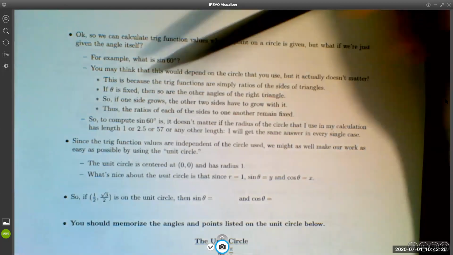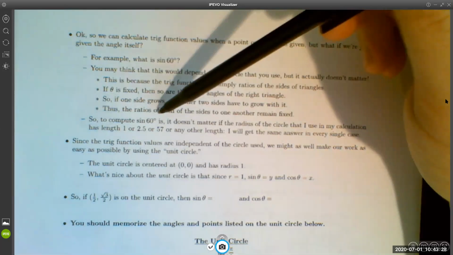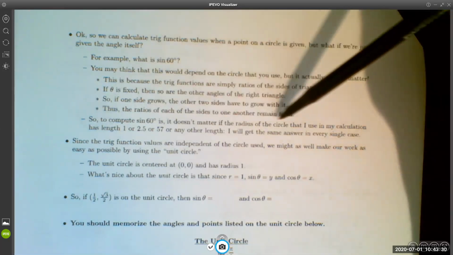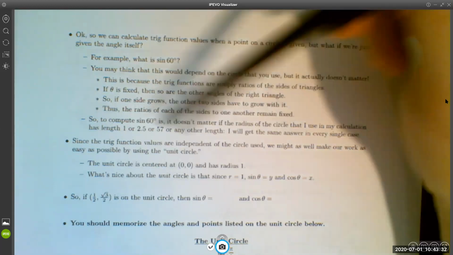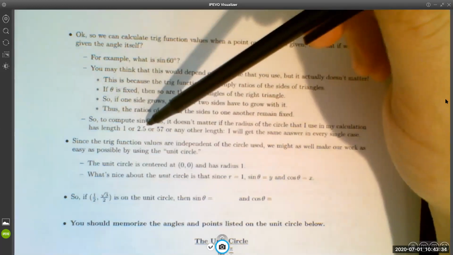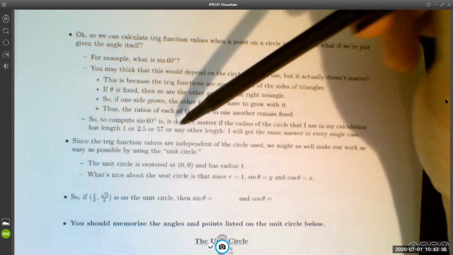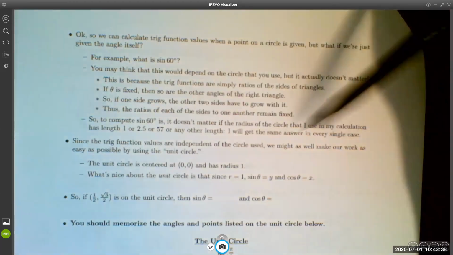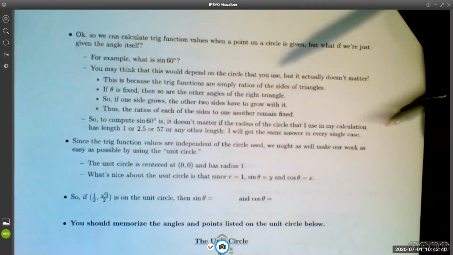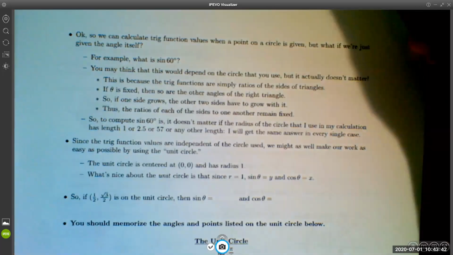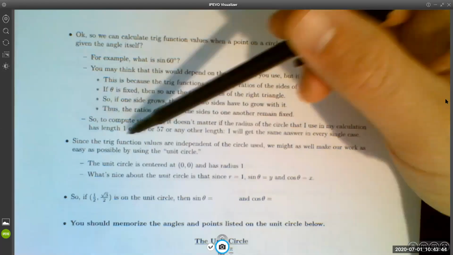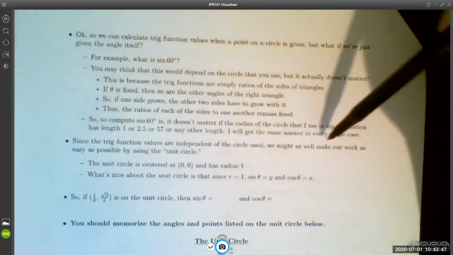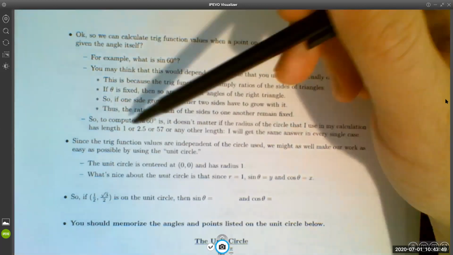So to compute what sine of 60 degrees is, it doesn't matter if the radius of the circle that I use in my calculation has length 1 or 2.5 or 57. It doesn't matter what the radius of the circle is. I'm going to get the same answer in every single case for sine of 60 degrees. Now, since trig function values are independent of the circle used, we might as well make our work as easy as possible by using the unit circle.